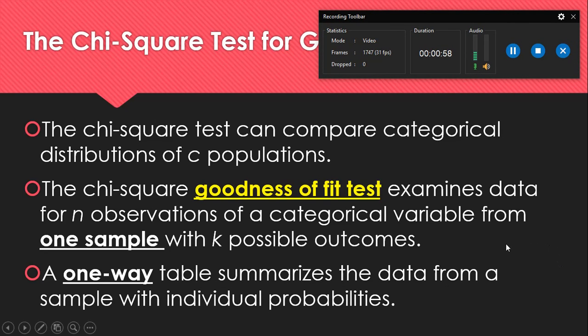We're going to create a one-way table. So we're going to summarize what we see from the bag, how many red we observe, how many orange we observe, and so on.